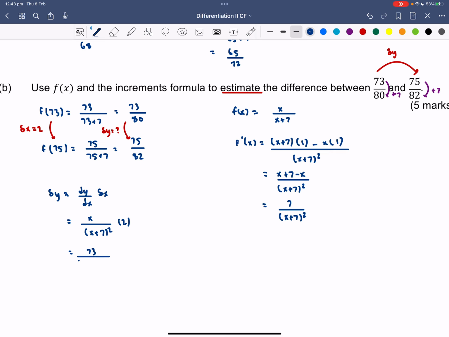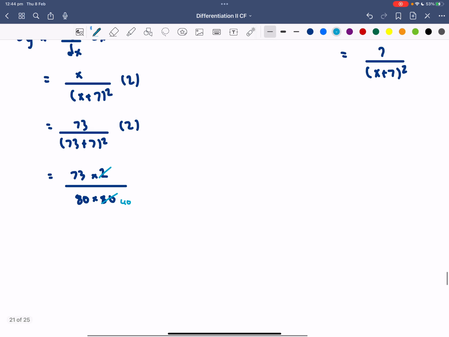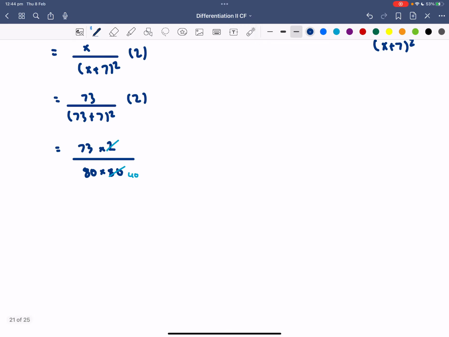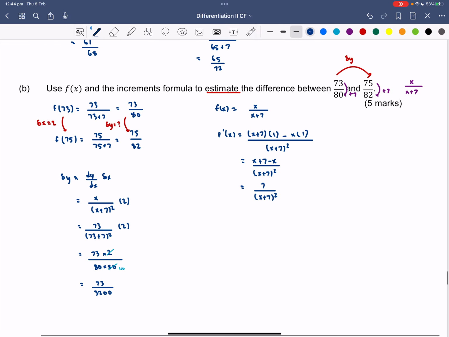7 on 73 plus 7 squared, times 2. That's 7 times 2, all over 73 plus 7 is 80 squared. 80 squared is 80 times 80. Simplify that. So that simplifies out nicely. 2 and that becomes 40. And that is it. So my best estimate for the change in the y value is 7 on 3200. 7 on 3200 is the approximate difference between those two values.